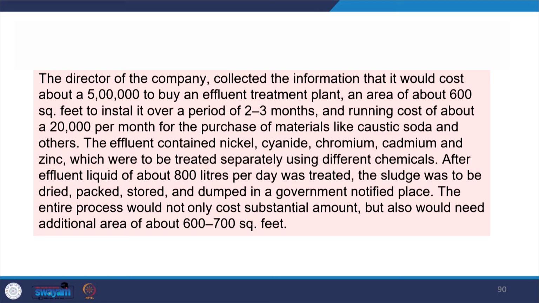After the effluent liquid of about 800 liters per day was treated, the sludge was to be dried, packed, stored and dumped in a government notified place. So, you can see the things. The entire process would not only cost a substantial amount, but also would need an additional area, which I have already mentioned, about 600 to 700 square feet.